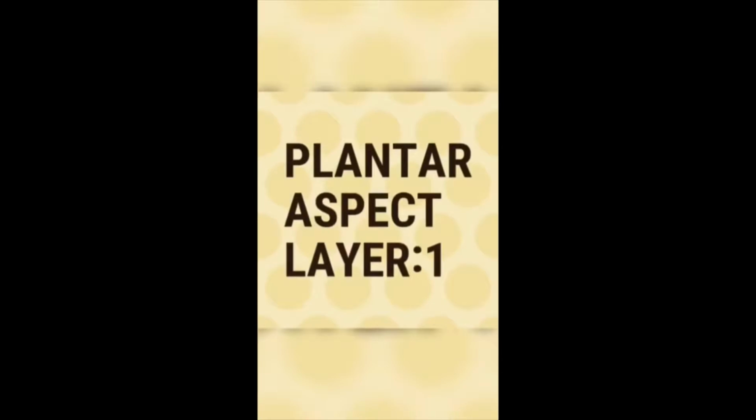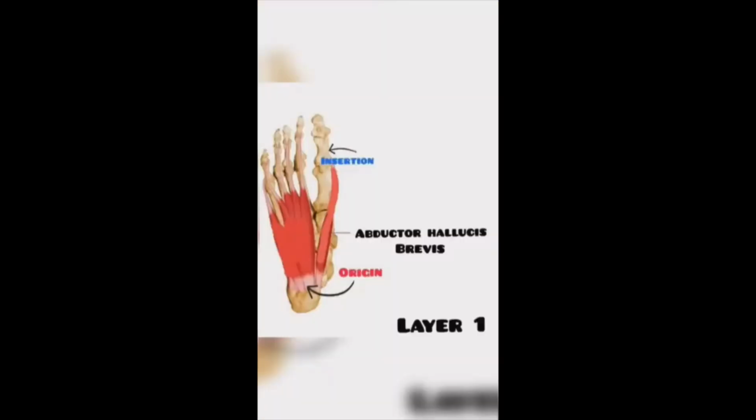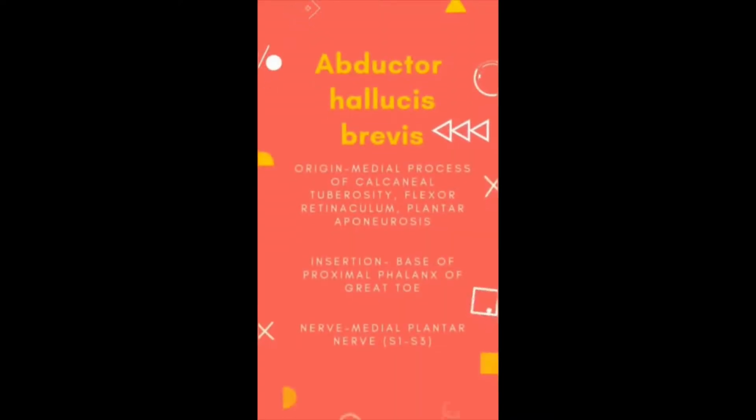Abductor hallucis brevis originates from the medial process of the calcaneal tuberosity, flexor retinaculum and plantar aponeurosis, and is inserted into the base of the proximal phalanx of digit 1. It is supplied by the medial plantar nerve and has a root value from sacral 1 to sacral 3.